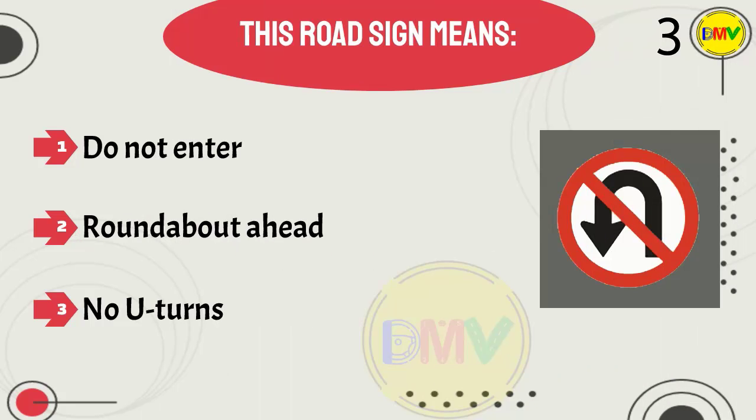The question 3. This road sign means 1. Do not enter. 2. Roundabout ahead. 3. No U-turns. The correct answer is 3. Regulatory signs provide notice to road users of traffic laws that must be obeyed. This sign tells drivers that it is prohibited to make a U-turn.